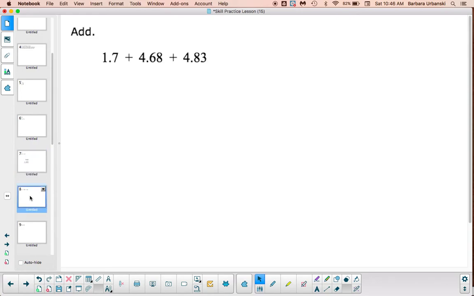The next one, add. I'm not going to do anything on this one, but I will tell you that when you add or subtract with decimals, you should line them up vertically. Vertically means up and down. Line up the decimal points, and then make sure you throw in the zeros to represent the place value that is missing. So annex the zeros and see how you do on that.